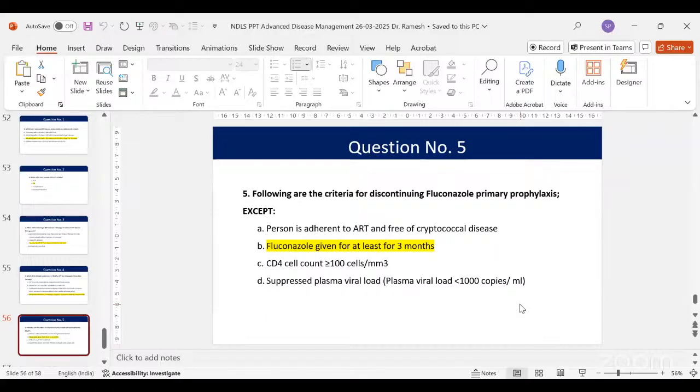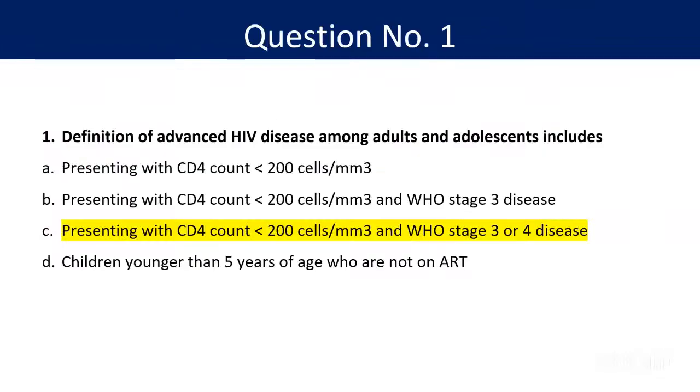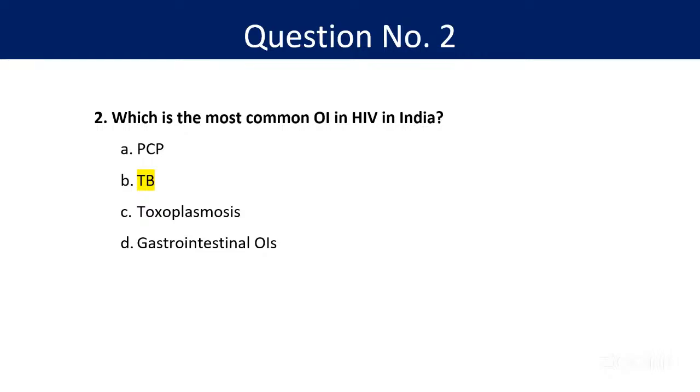Meanwhile, I'll quickly tell you the answers for the test. Is the screen visible? Yes, ma'am. So the first question was, what is the definition of advanced HIV disease among adults and adolescents? The answer is a patient presenting with CD4 count less than 200 or WHO stage 3 or 4 disease. The second question was, which is the most common OI in HIV in India?